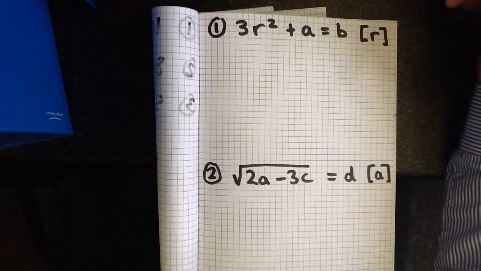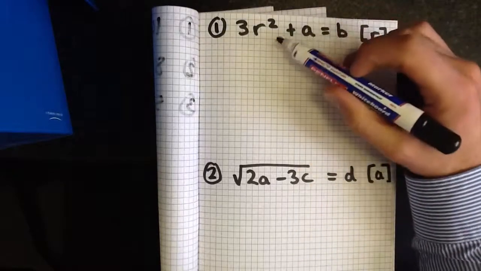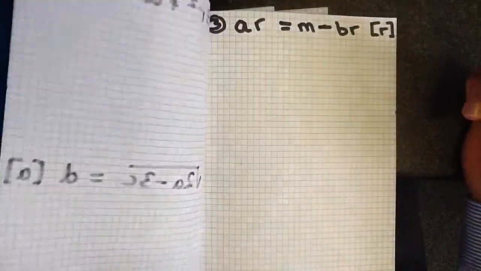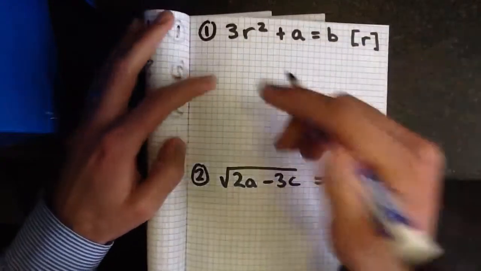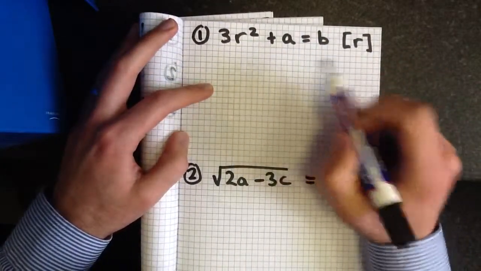This video is going to be about changing the subject of the formula where you've got powers and roots. So for example, the power 2 here, the square root, and then over the page in a moment I'm going to show you one of the more challenging kind of questions and see if you're able to do that. So, in my first example, I want to make r the subject of the formula.